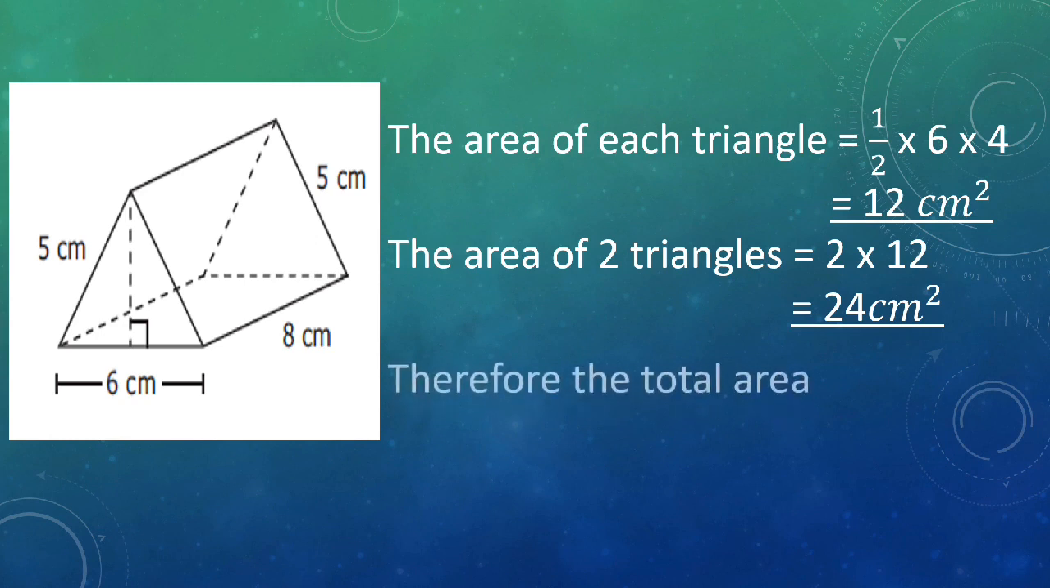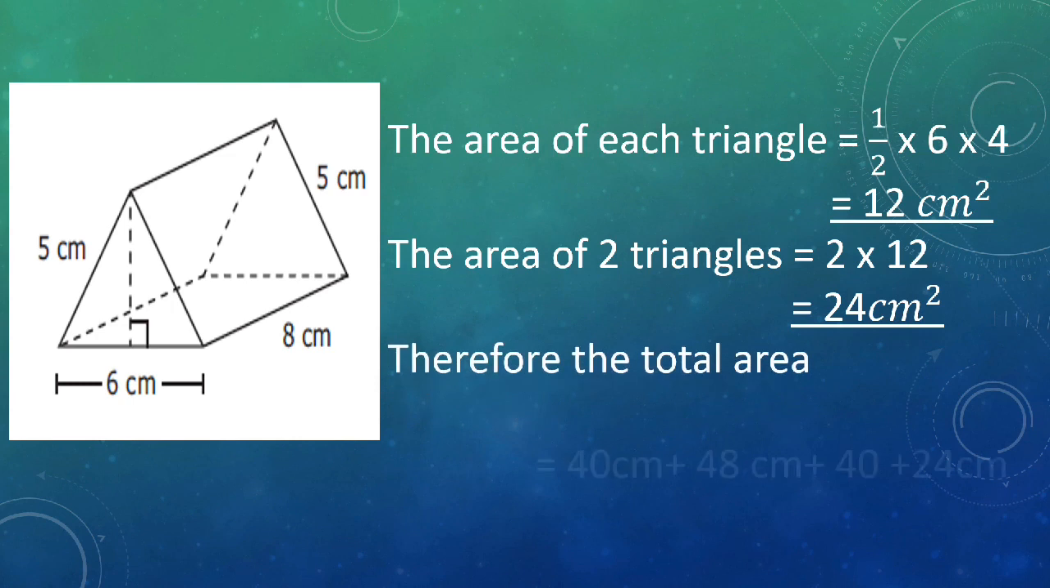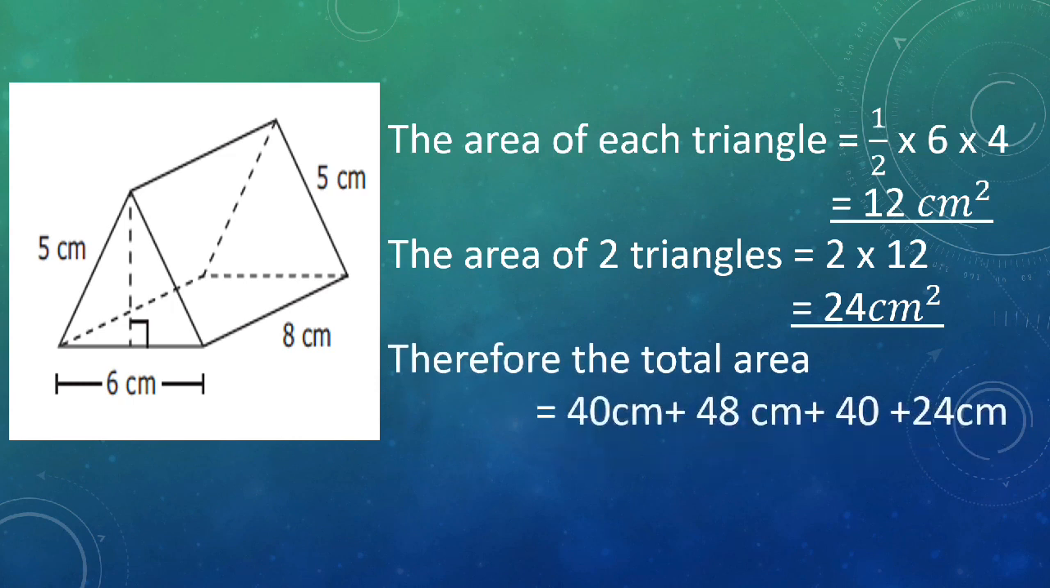So therefore, the total area is 40 plus 48 plus 40. This is the area of our rectangles, right? Plus 24 is equal to 152 centimeters squared. Now, this is our answer.